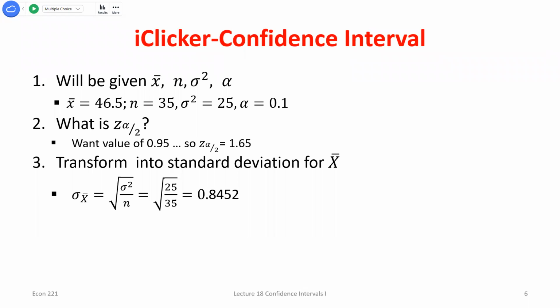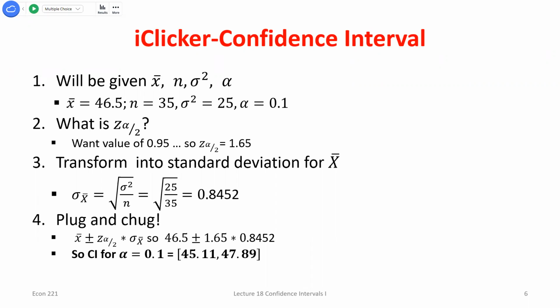0.8452. Now I've got everything I need, right? I had 46.5 as my sample mean. I need to go 1.65 standard deviations away. And the standard deviation value is now 0.8452. Now it's just a matter of plugging those values in to come up with my upper and lower bound, right? Add that margin of error to get my upper bound, subtract to get my lower bound. So if I do that, I get this. Okay.